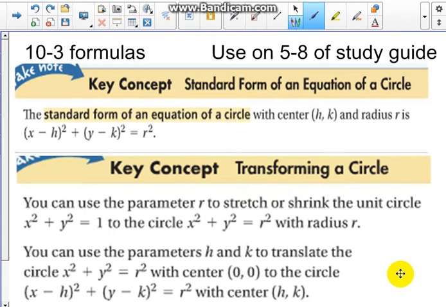So now if you will take a look at the 10-3 formulas we're going to use on numbers 5 through 8 of our study guide. This is all about the equations of a circle. So we've got our standard form of an equation of a circle with the center at hk and radius r. It's x minus h squared plus y minus k squared equal r squared. And then to transform it, here's some rules about transforming. Okay, and I'm going to let you pause it right here if you need more to take a picture of it.